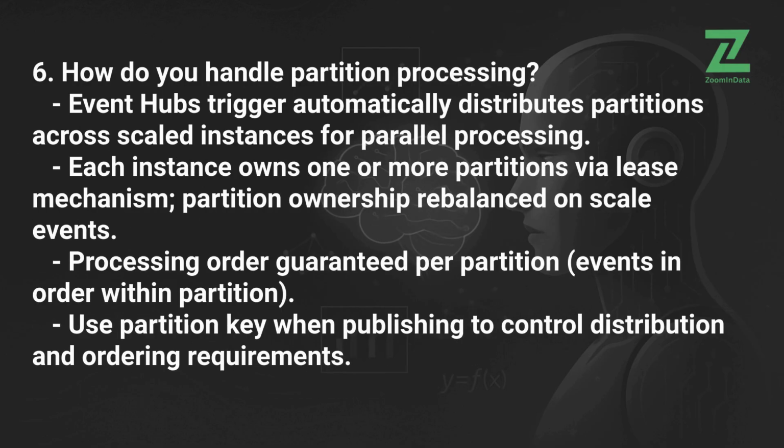6. How do you handle partition processing? Event Hubs trigger automatically distributes partitions across scaled instances for parallel processing. Each instance owns one or more partitions via lease mechanism. Partition ownership is rebalanced on scale events. Processing order is guaranteed per partition: events are in order within a partition. Use partition key when publishing to control distribution and ordering requirements.